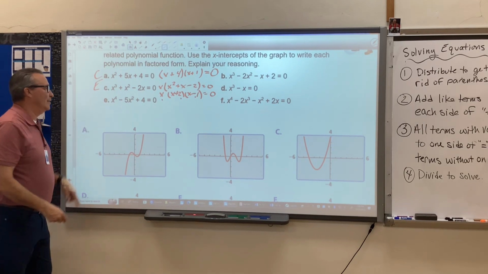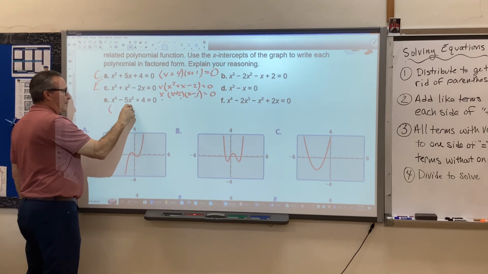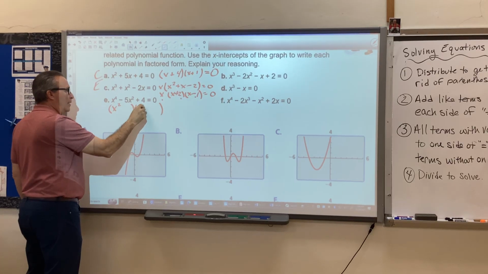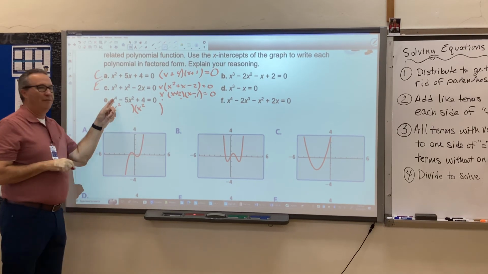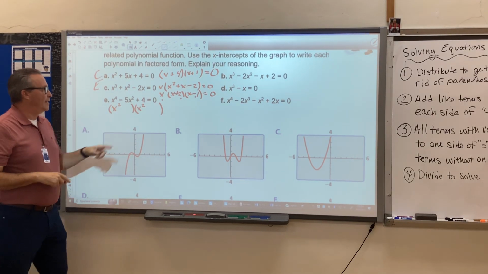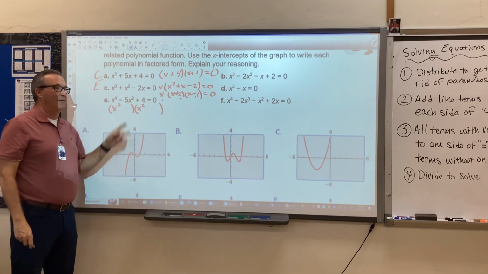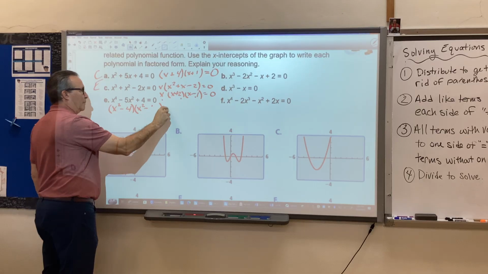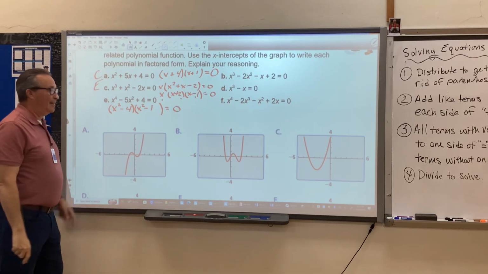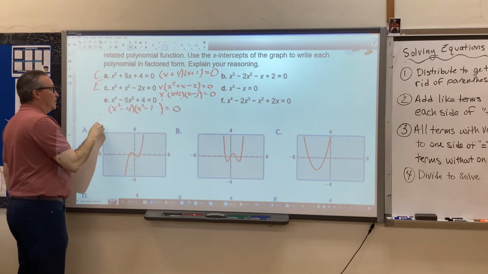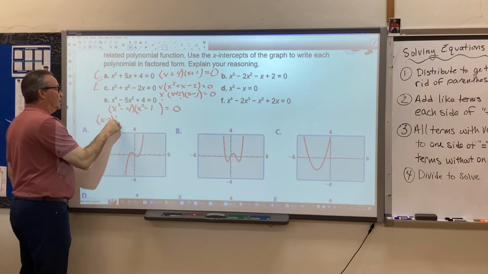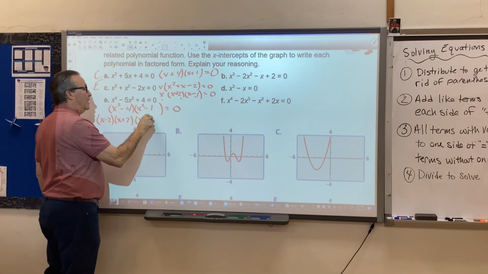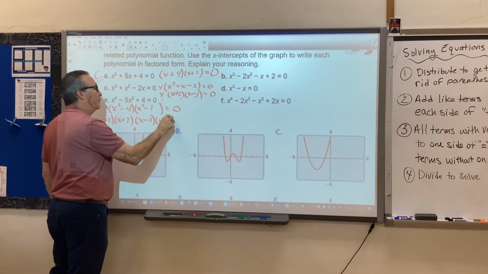Even this one factors, because x squared times x squared is x to the 4th. The numbers that multiply to 4 and add to 5 are 4 and 1. And this factors into x minus 2 and x plus 2. This factors into x minus 1 and x plus 1.